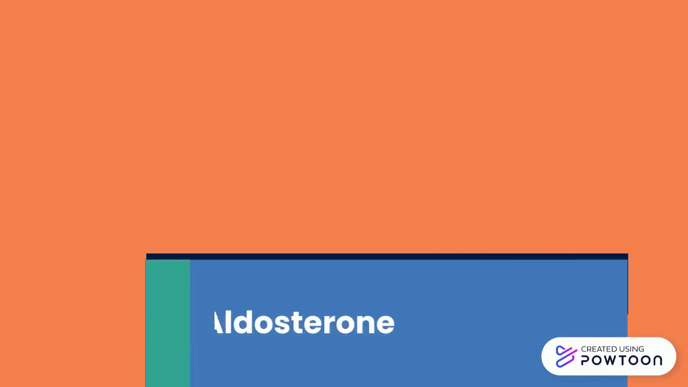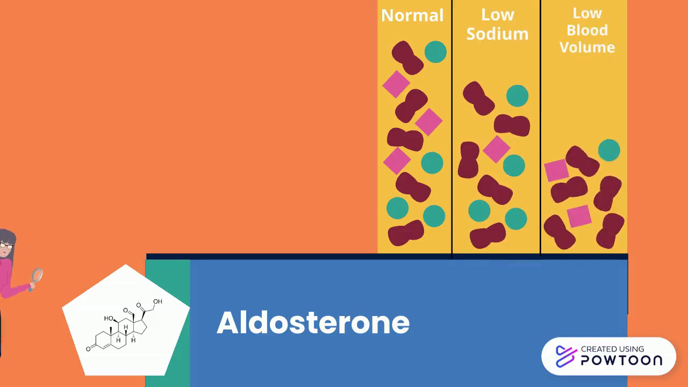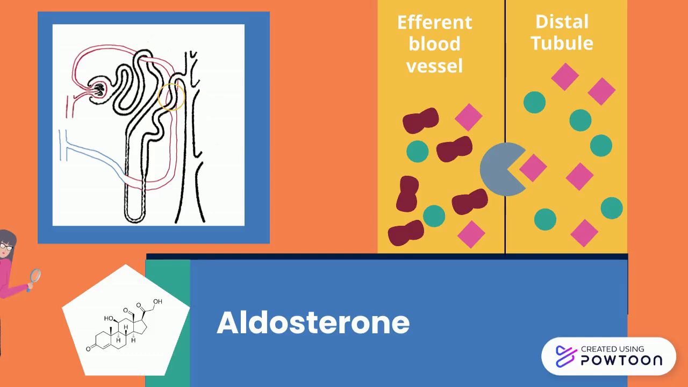Now, aldosterone aims to perform a similar function to ADH, but uses a different mechanism. The signals for aldosterone to be released by the adrenal gland are low sodium concentration as well as low blood volume. Aldosterone increases the blood volume by increasing the reabsorption of sodium ions. When aldosterone is released, it activates a special molecular pump that moves sodium back into the blood vessels near the distal convoluted tubule. This is an active process requiring ATP.